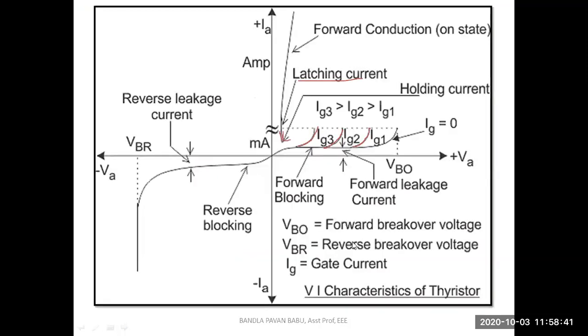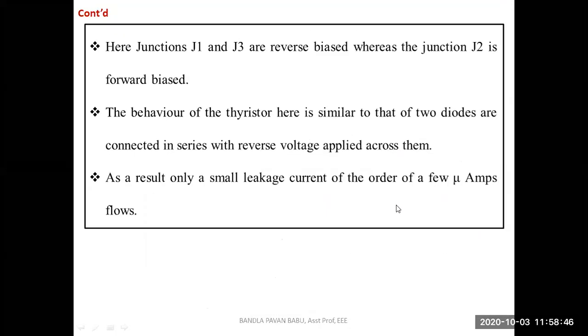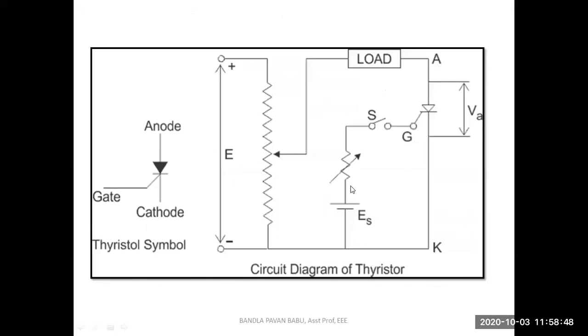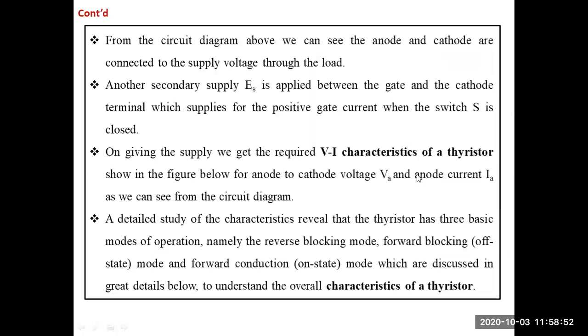The other way is by adding the gate current, with the help of the source ES. This gate current is allowed into the switch. Then what happens?